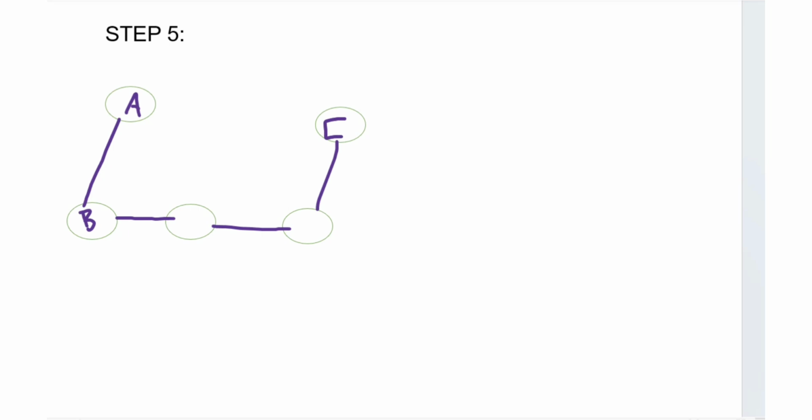1, 2, 3, next 4. We need to add the fifth minimum, which is AE, A to E. So now we create a cycle. Including this edge will create a cycle, so we need to discard it.